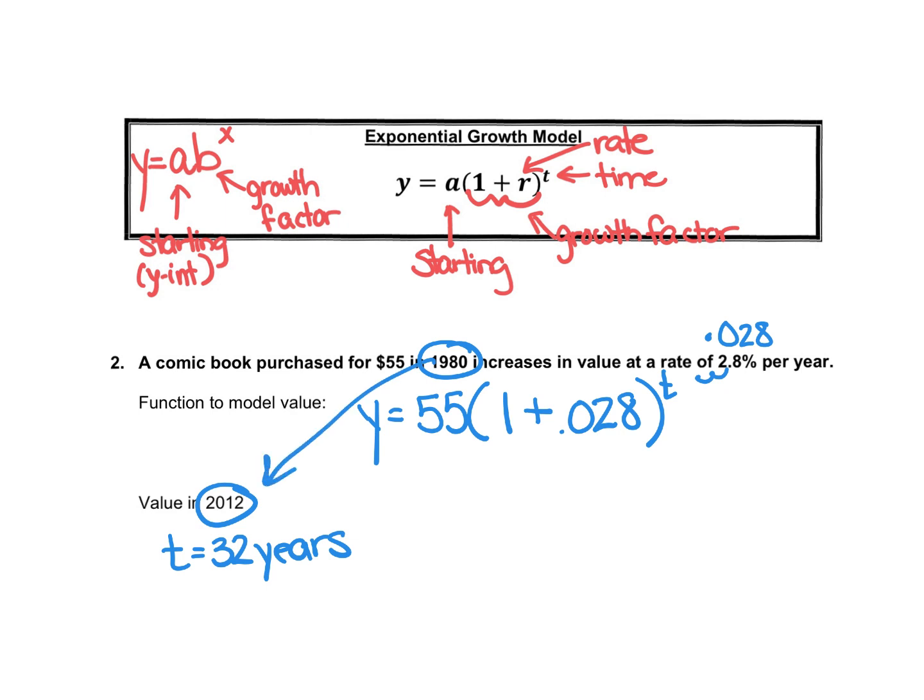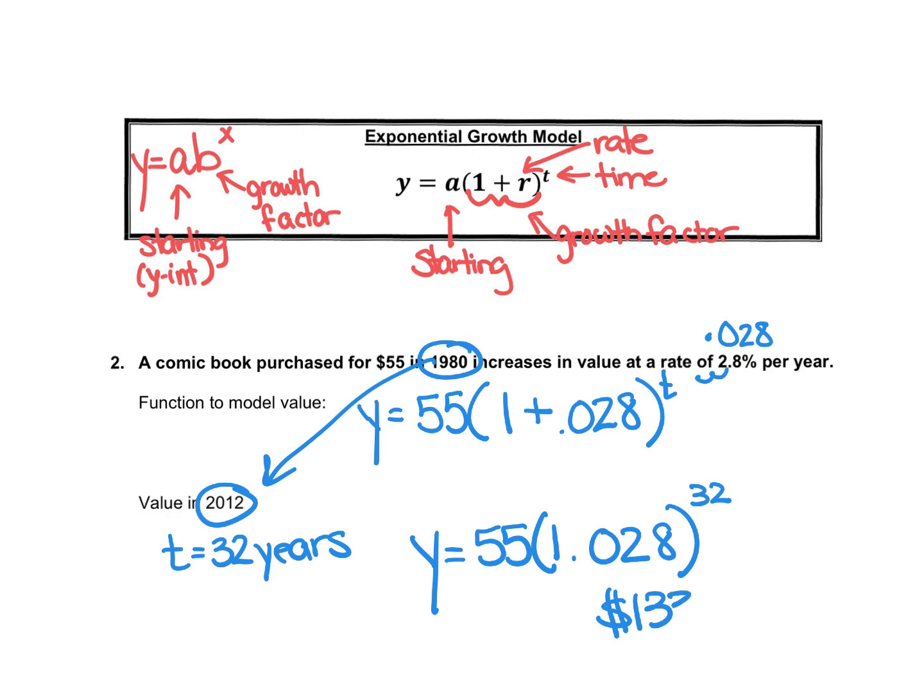All right. So then let's go ahead and plug in what we know into our equation. We have y is equal to our 55 times 1 plus 0.028, and then our time is 32 years. All right, so once we calculate this, we are going to get $133.09. So after 32 years, the value of it would be $133.09.